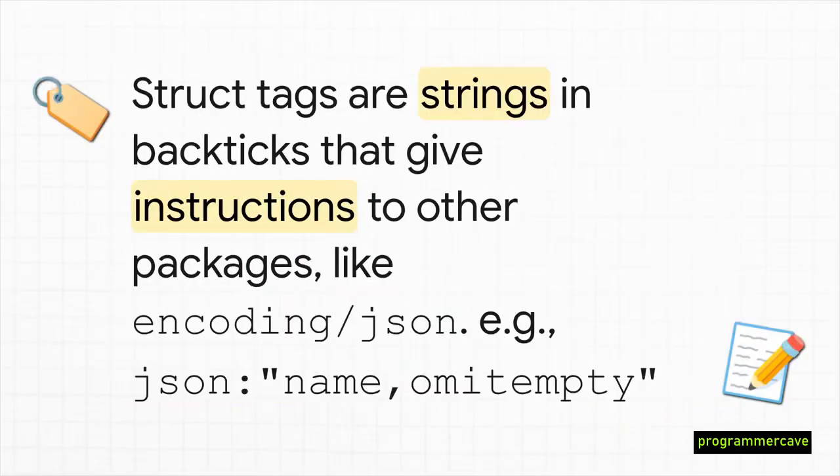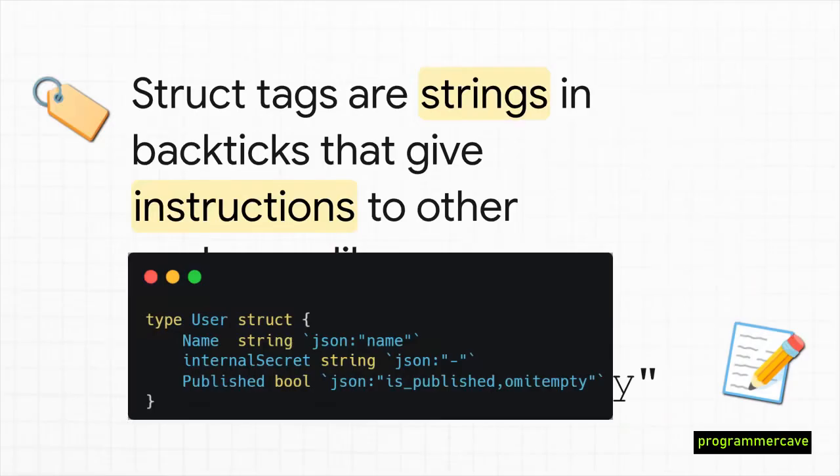Let's make this real. Check out this user struct. See those strings in the backticks? Those are the tags, our sticky notes. We're leaving instructions for the JSON package. The first one says, hey, for my name field, I want you to call it lowercase name in the JSON. The one on internal secret with a dash, that's saying, this is for my eyes only. Ignore this field completely. And that last one, omitempty, is super handy. It says, only include isPublished in the output if it's not empty, or in this case, if it's not false.